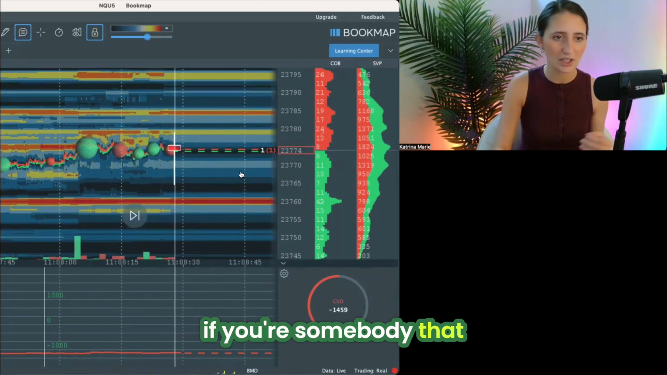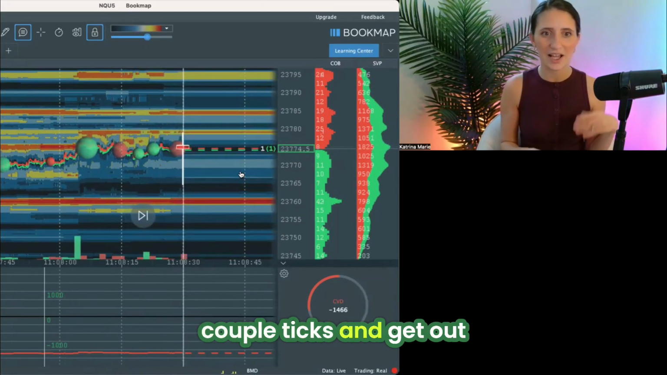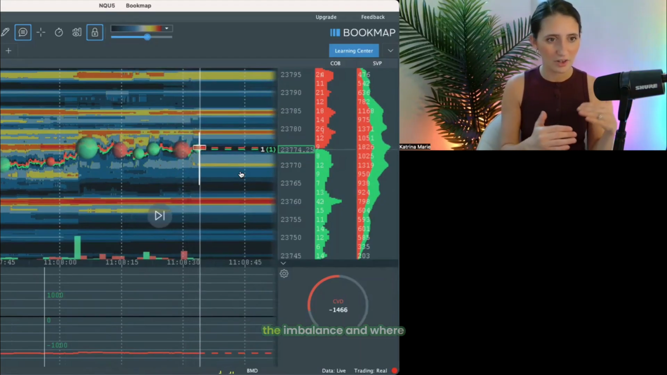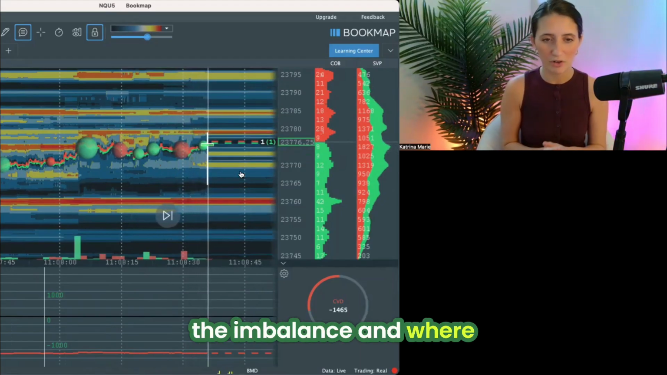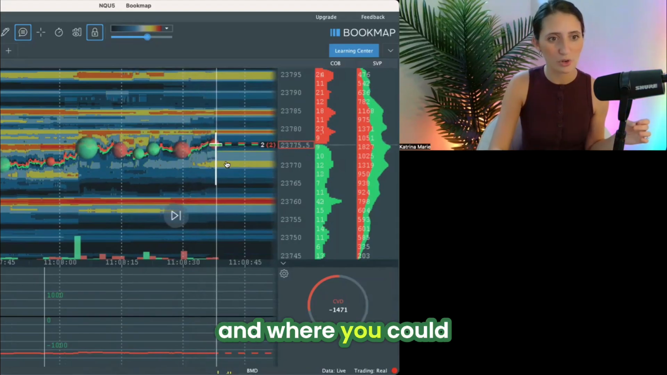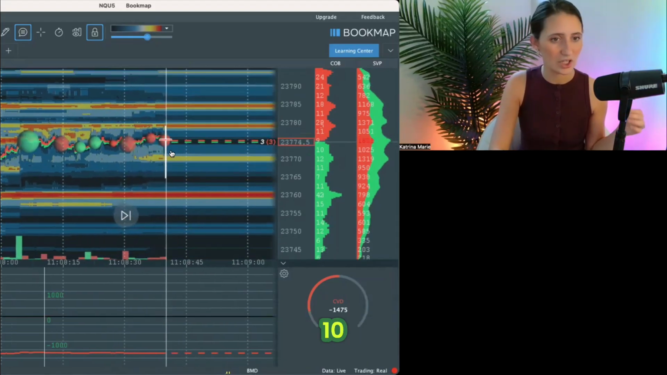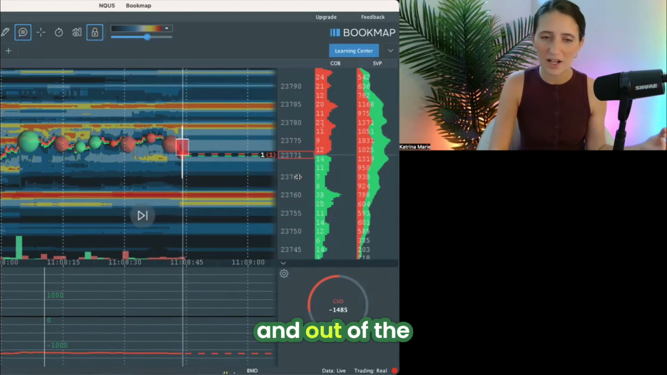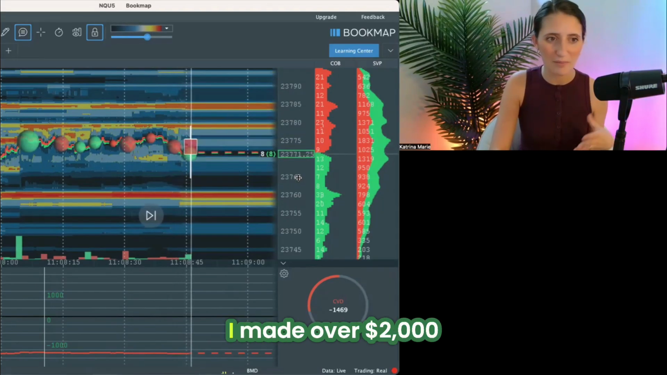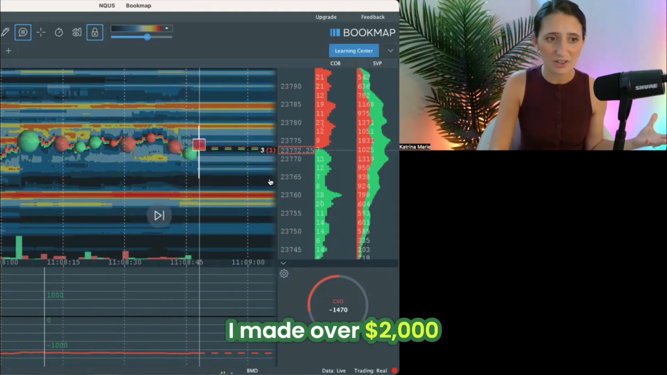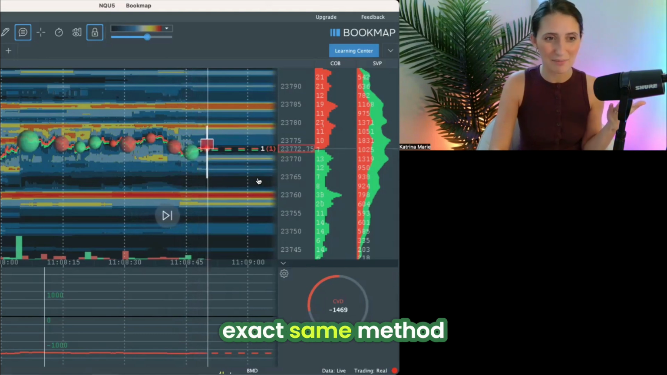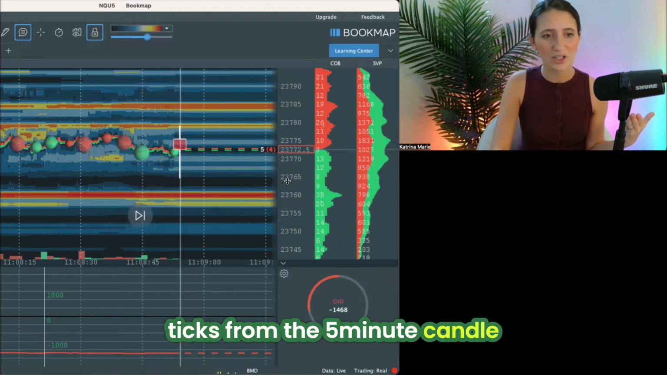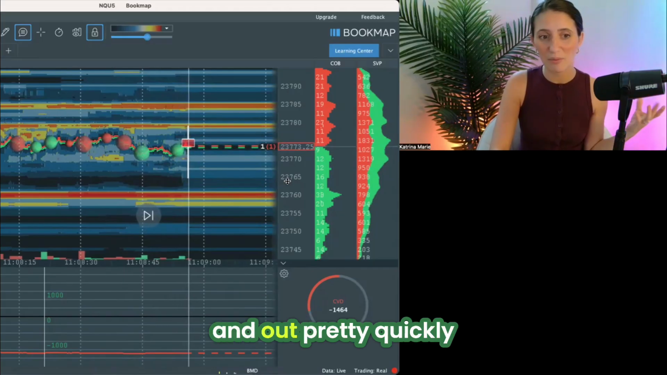So if you're somebody that likes to grab a couple ticks and get out, this would be an awesome strategy for you to find the imbalance and where the market is going, and where you could just scalp 10, 20 ticks, 5 ticks if you want to, and be in and out of the market pretty quick. This morning, I made over $2,000 just doing this exact same method. I was scalping the ticks from the 5 minute candle and I was in and out pretty quickly.